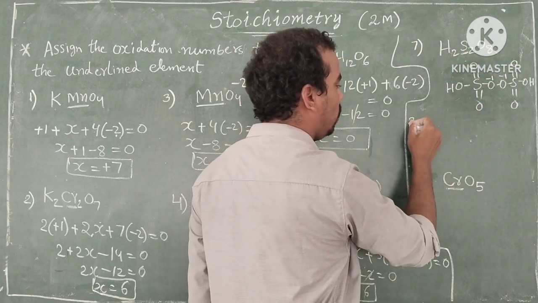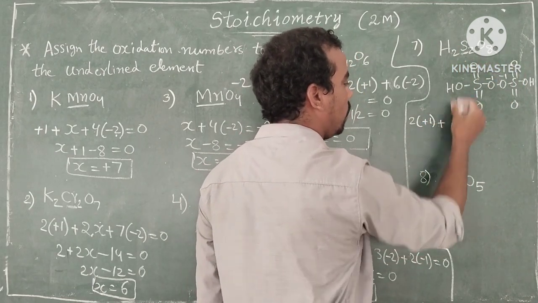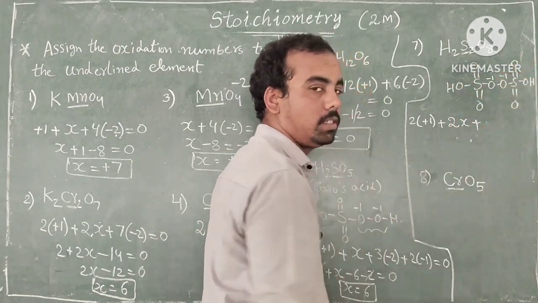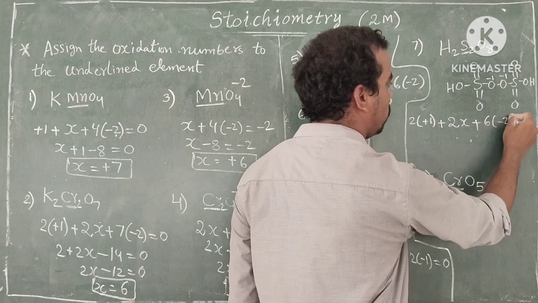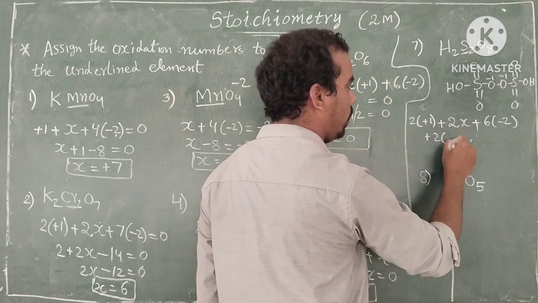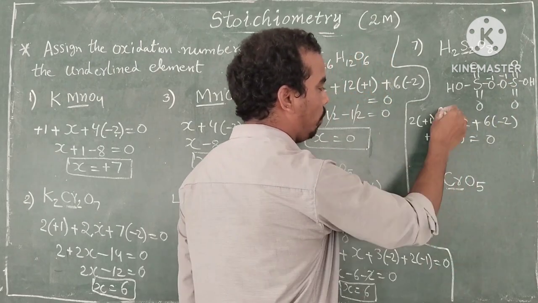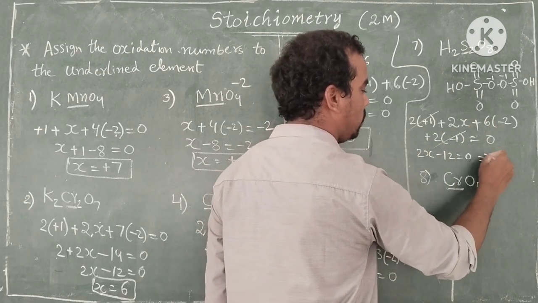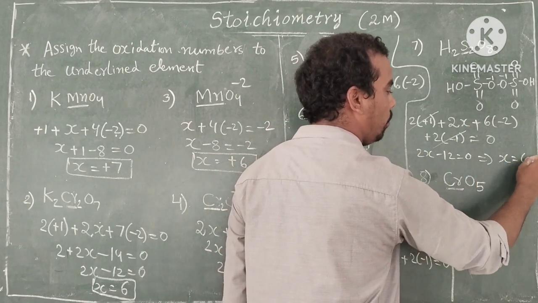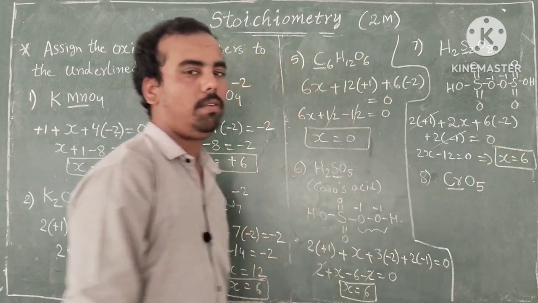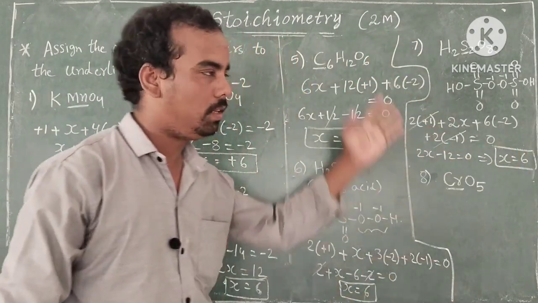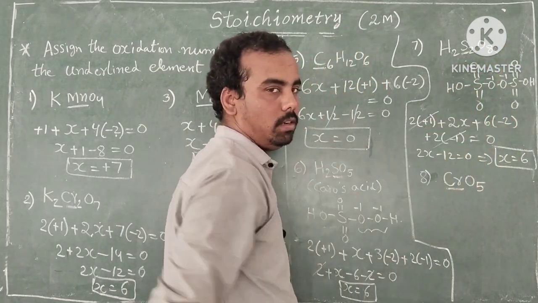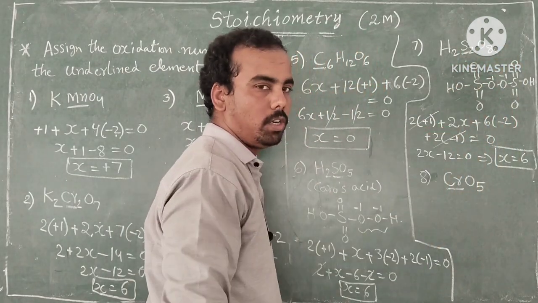So 2 hydrogens, 2 into plus 1, plus 2 sulfurs, 2x, plus 6 oxygens at -2, 6 into -2, and 2 oxygens at -1, 2 into -1, equal to 0. So plus 2, -2 cancel. 2x minus 12 equal to 0. That implies 2x equal to 12, x is equal to 12 by 2, which is 6. So the oxidation state of sulfur in H2S2O8 is 6. Very easy. It is peroxydisulfuric acid, also called Marshall's acid.